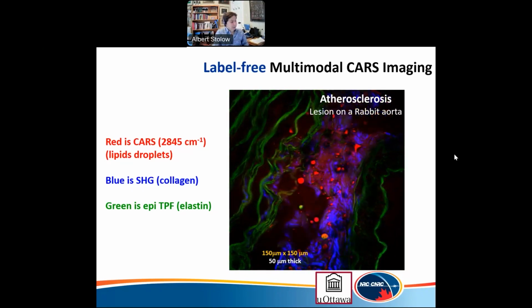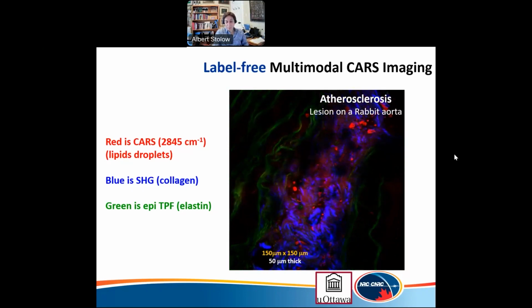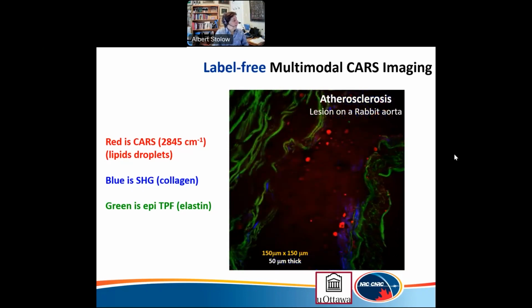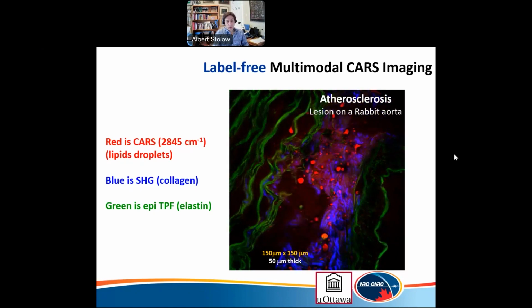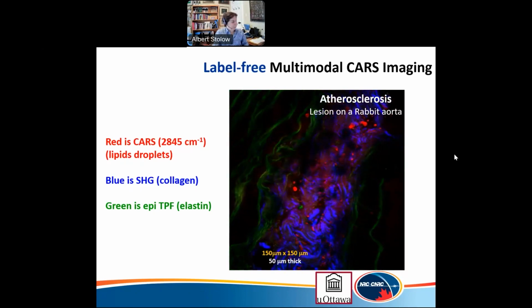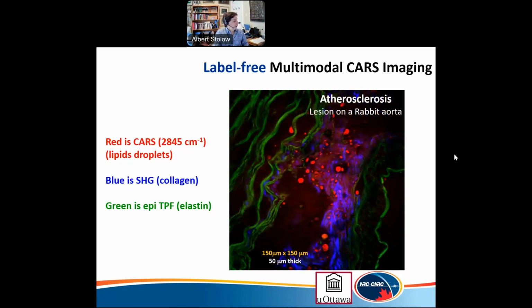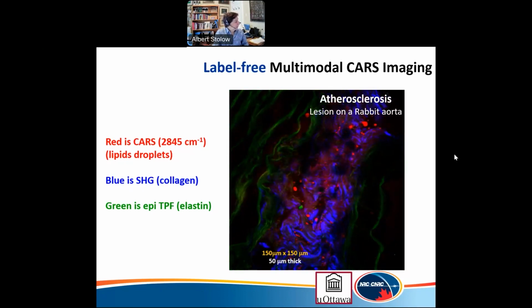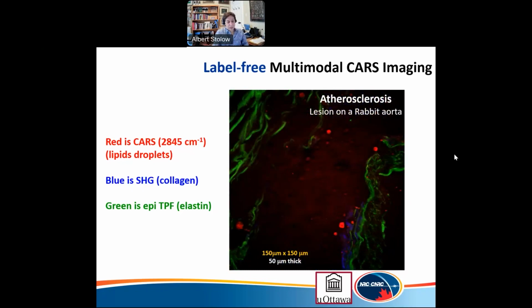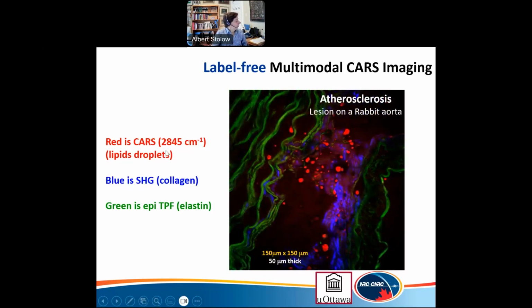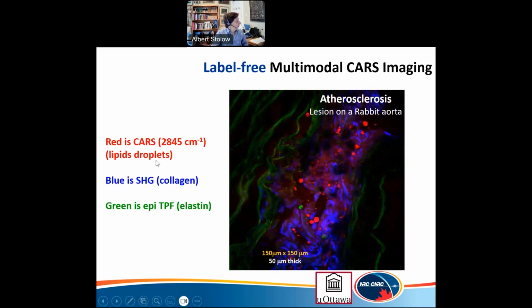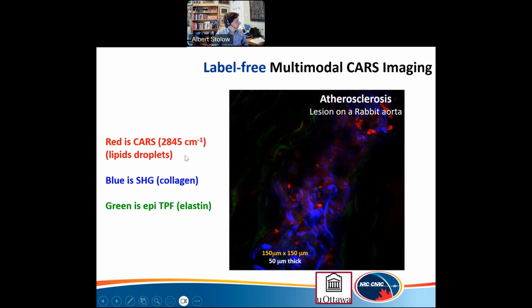They have been doing what we call Raman mapping, and they want to know whether our technique could help them with their imaging. So what is this? This is a slice of a rabbit aorta, and we tuned our lasers so that we could image lipid droplets, and we colored them in red.